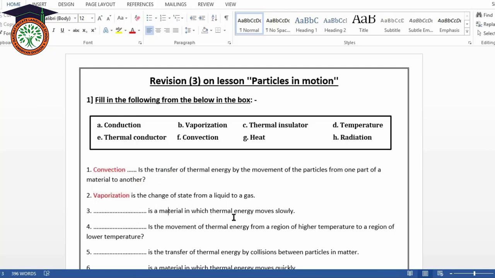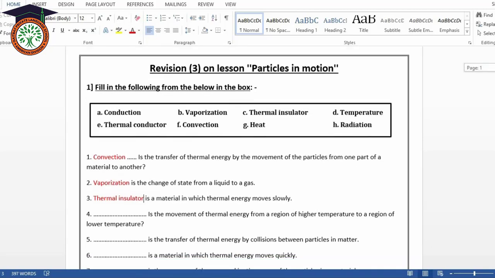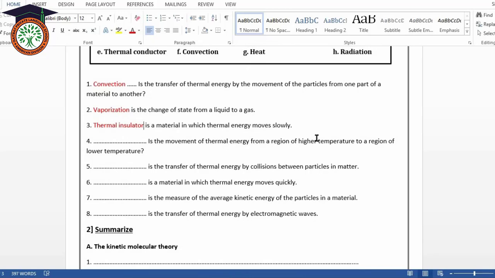Question number 3 says, is a material in which thermal energy moves slowly, so you hardly feel this. This kind of material, we call it thermal insulator. I'm going to write thermal insulator. Number 4 says, is the movement of thermal energy from a region of higher temperature to a region of lower temperature. So this is the definition of, excellent, the heat. This is the heat.